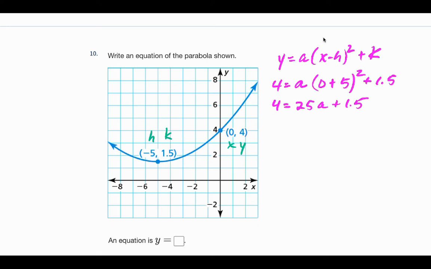All right, one person had a problem here, so we're going to subtract 1.5. So then we'll get 25a is equal to 2.5. And to get a by itself, we're going to divide both sides by 25.